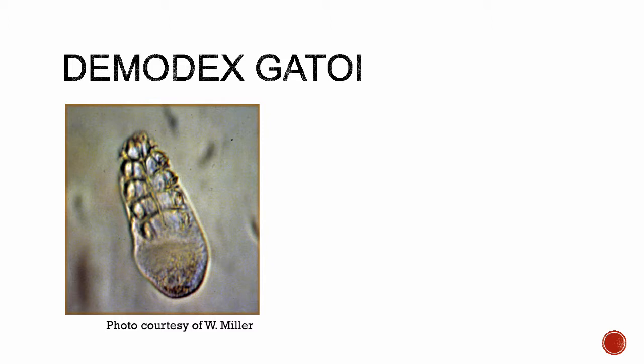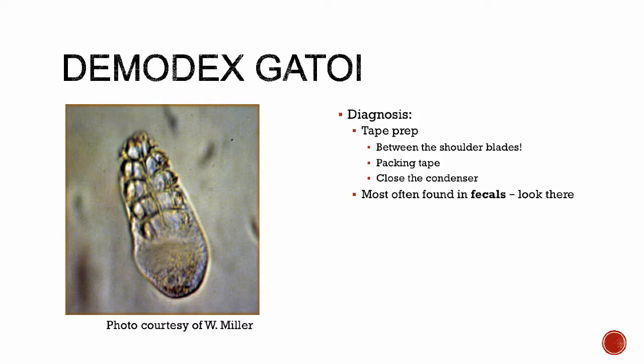Did I hear Demodex? But it's got a little short butt. It doesn't have that long, skinny butt. Is this really Demodex? The front end looks the same. This is Demodex. This is Demodex gatoi, the Demodex of the cat, which looks a little bit different, because its butt is a little bit wider, it doesn't fit in that follicle as well. It's a more surface mite of cats. And it's really hard to find because they groom it off, which is why they now have no hair. So we often find it more in the fecals.